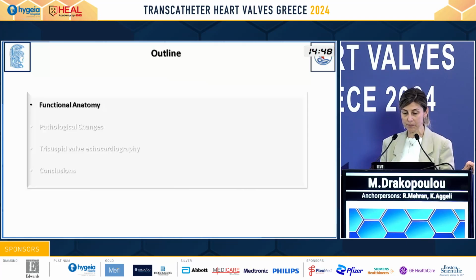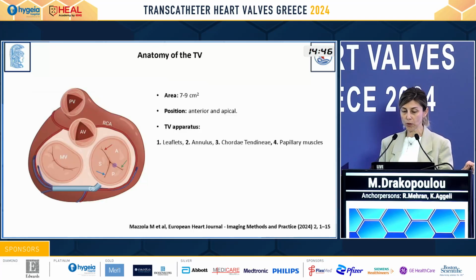For the next few minutes, we will talk about the anatomy of the tricuspid valve and the echo findings. So starting from the anatomy, we all know that the tricuspid valve is the largest valve of the heart, and it has an area of 7 to 9 centimeters square, and the position is anterior and apical.